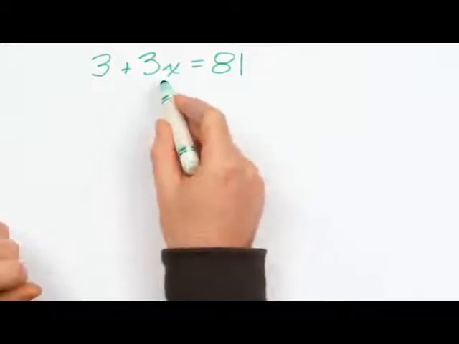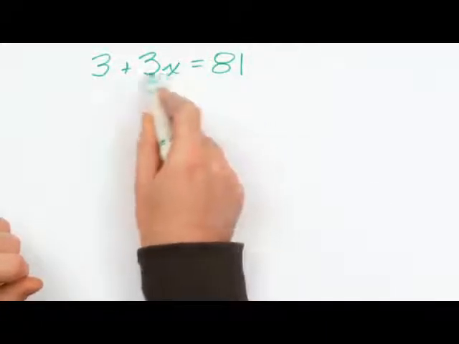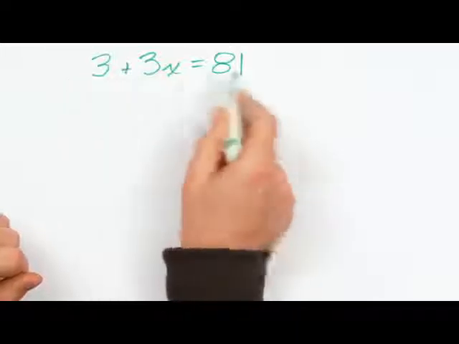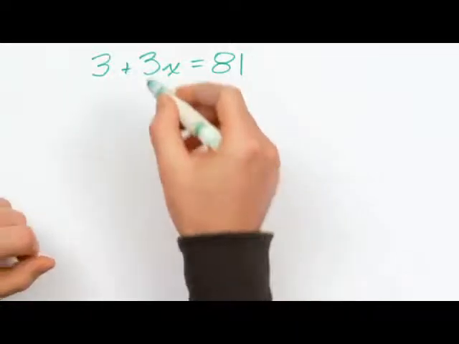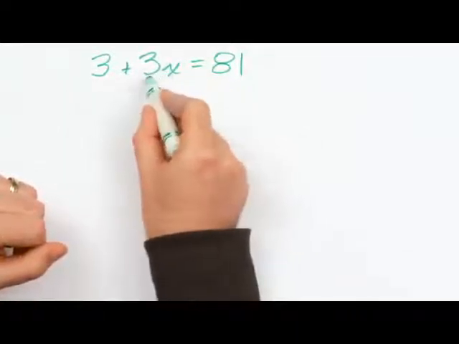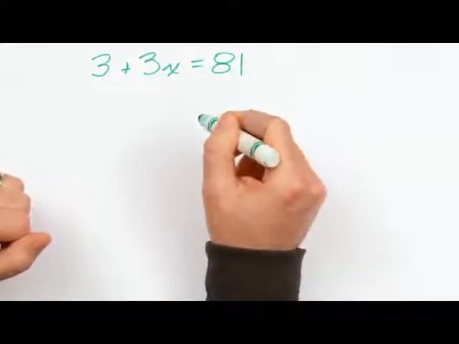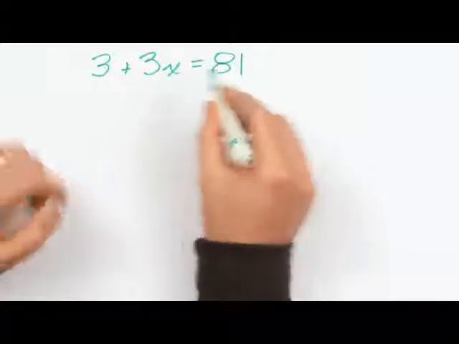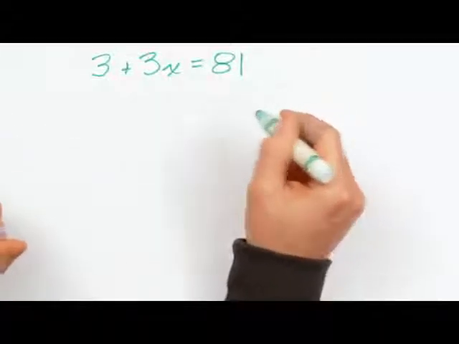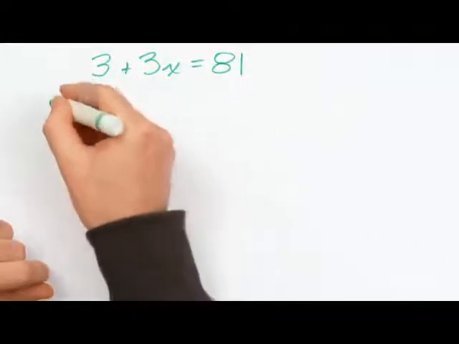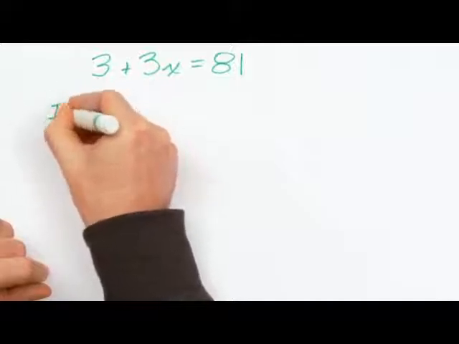Well, if x was really small, maybe 1, then 3 times 1 plus 3, that's nowhere near 81. What if I made it 10 instead? Well, 3 times 10, that's 30. I'm still not close. How about 100? 3 times that's 300. Whoa, that's way too big. All right, I think it might be around 20. Let's try.